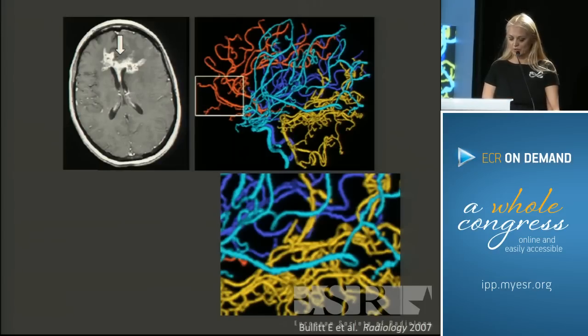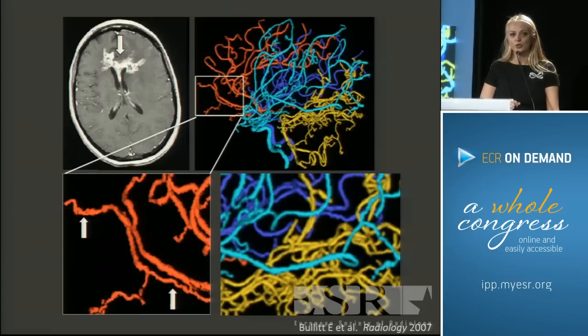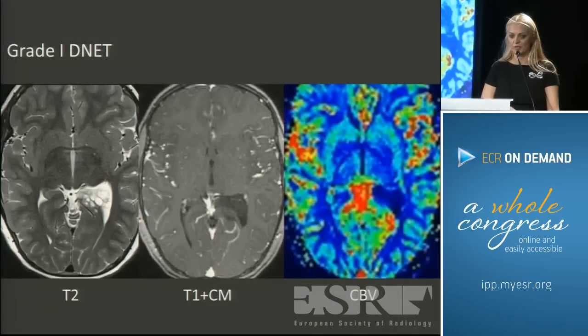Let me just show you this from a very nice study in radiology. It's a tumor in the frontal lobe. And if you look at these blue and yellow vessels, these are the normal vessels, relatively regular, with smooth walls. Let me zoom in for you on these vessels in the frontal lobe. You see, they're very tortuous. They do not have these nice and smooth walls, so they are very different tumor vessels.